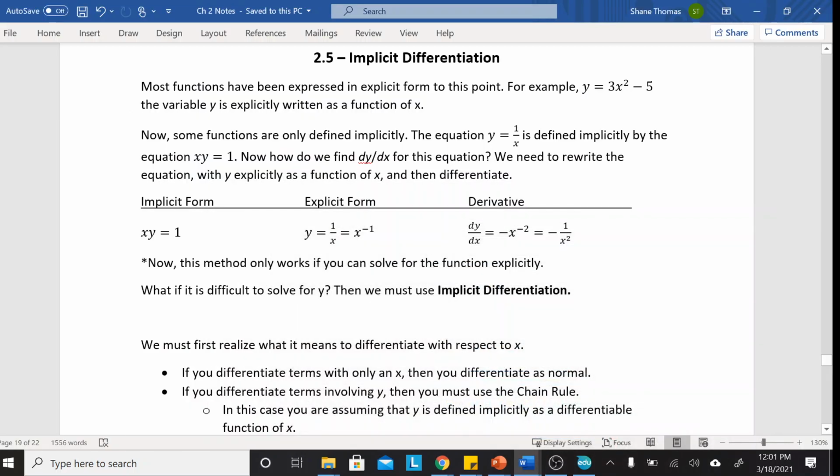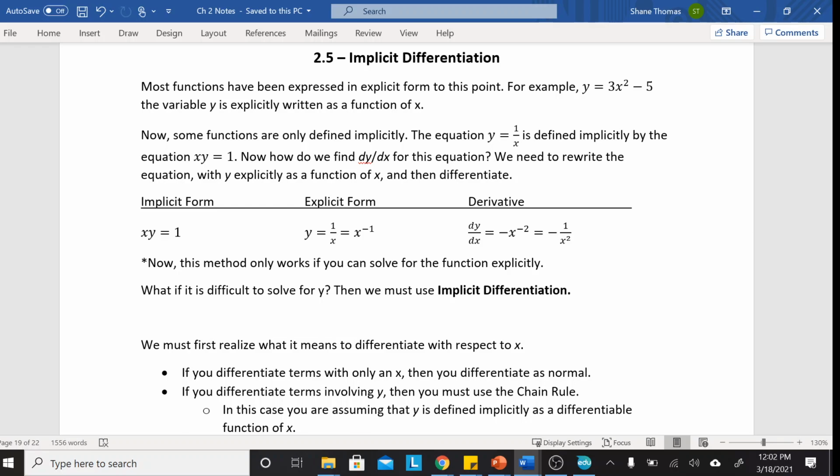All right, so most functions we've used so far can be expressed in explicit form. So for example, y equals 3x squared minus 5, the variable y is explicitly written as a function of x. Okay, we've seen lots of them like that throughout the class so far. Now some functions are only defined implicitly. So in this case, y equals 1 over x is defined implicitly by the equation xy equals 1.